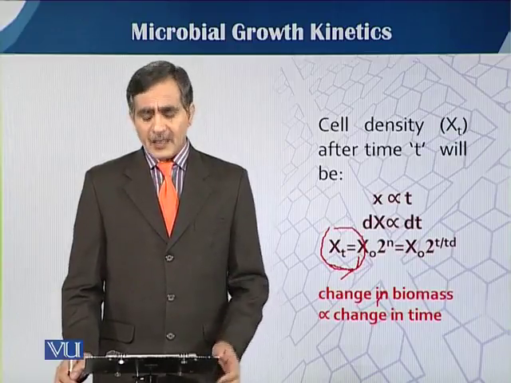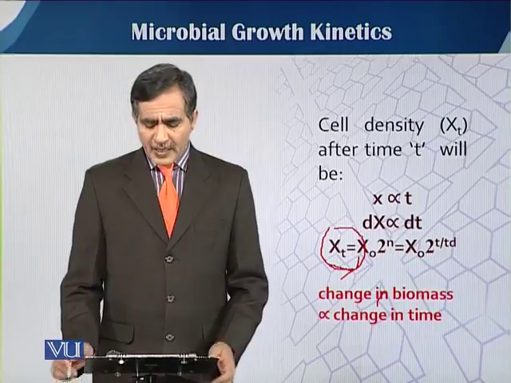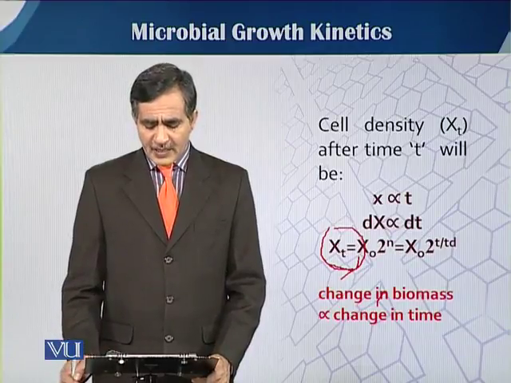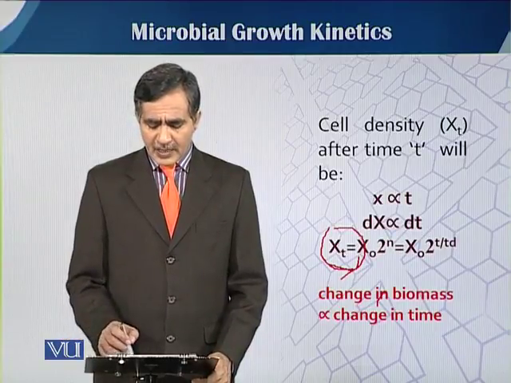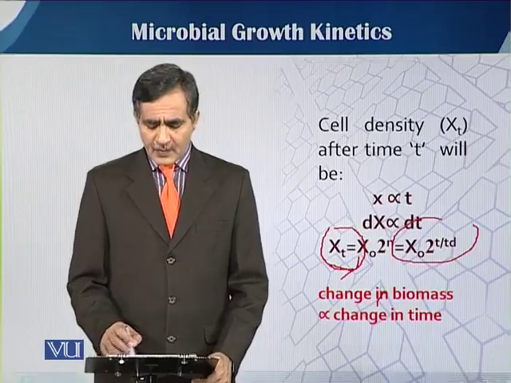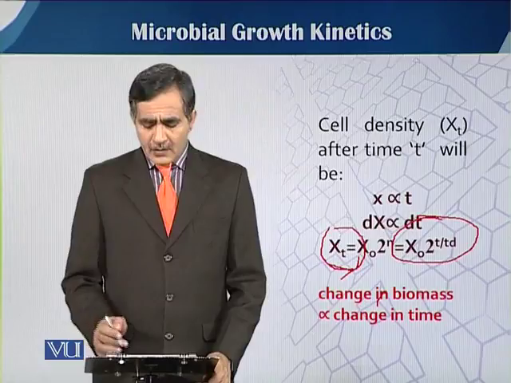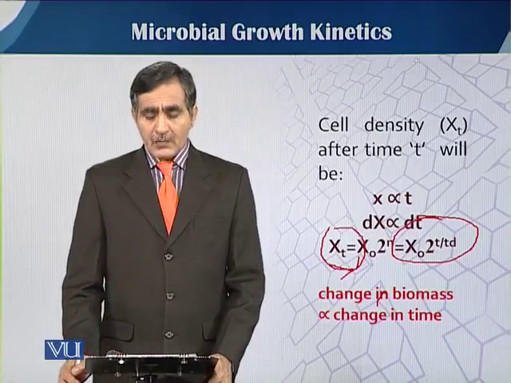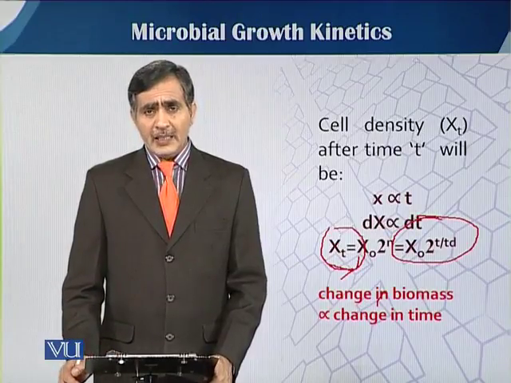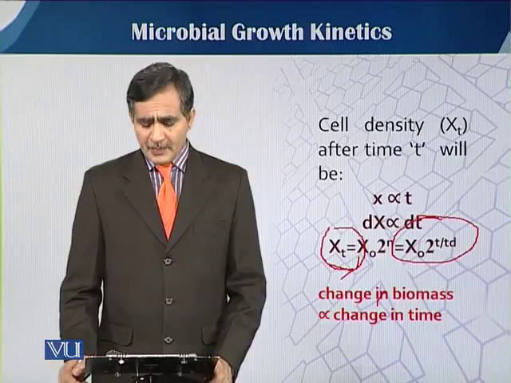So N is the number of generations. So we can write the change in biomass with respect to that. So X naught is 2 powered by T over Td. So Td here is the doubling time.